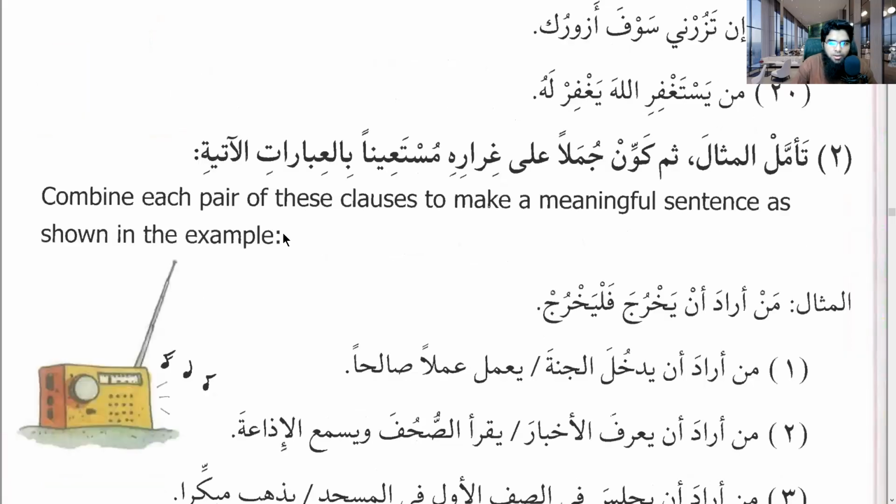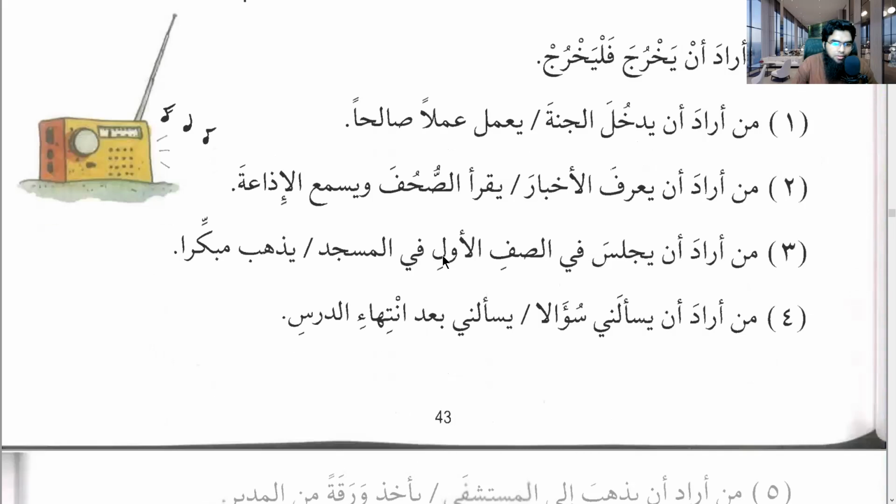من أراد أن يجلس في الصف الأول في المسجد فليذهب مبكرا. فليذهب. Whoever wants to sit in the first row of the masjid, fal. All these are fa and lam of amr, a combination of lam of amr. فليذهب مبكرا. He should go early.